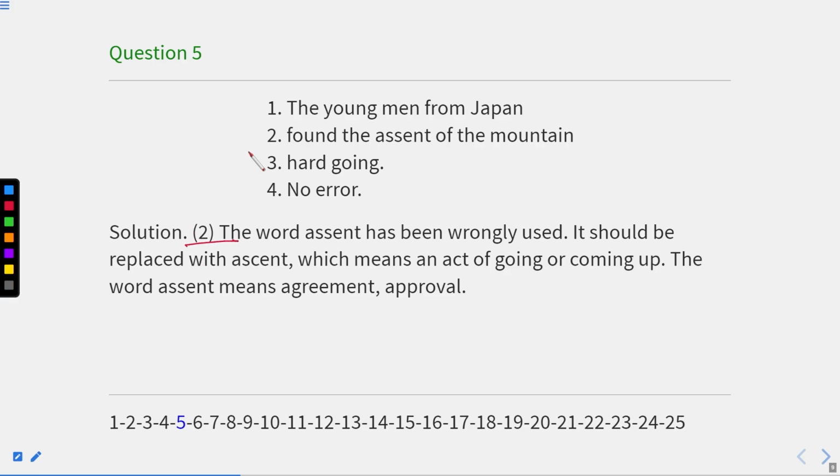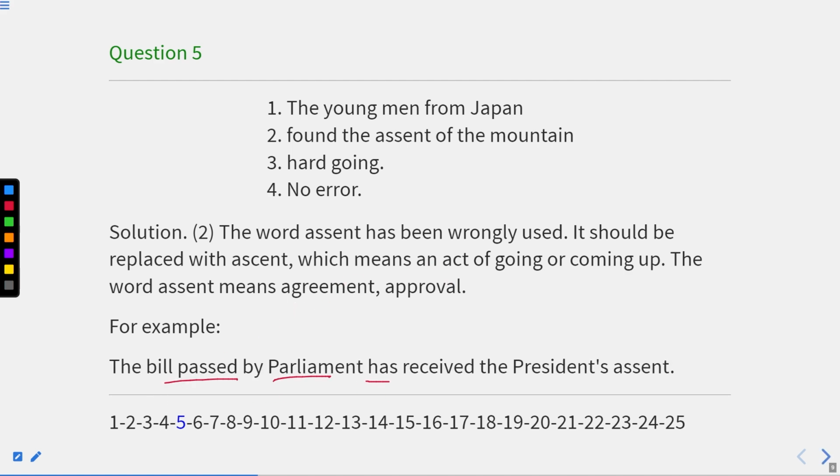Now, here the error will be part 2 of the sentence. The word assent has been wrongly used. So the use of this word is incorrect over here. It should be replaced with ascent, which means an act of going or coming up. The word assent means agreement or approval. Now, let us take an example for the word assent: the bill passed by Parliament has received the President's assent. It means the President's consent. So assent means consent, whereas ascent means going up.